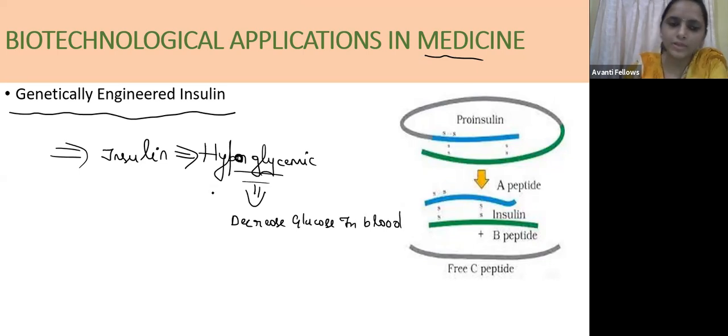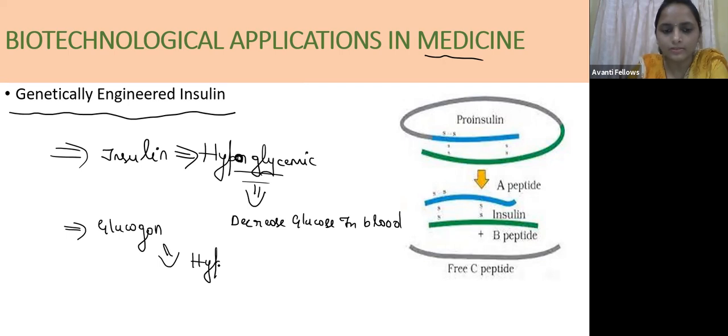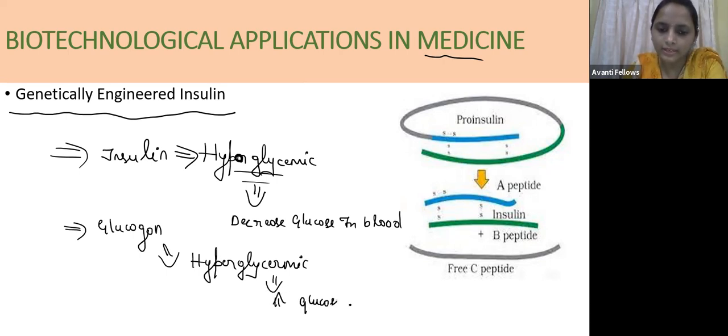Can you tell me which is the hyperglycemic hormone? That is glucagon, right? Glucagon is going to cause hyperglycemia. Hyper means it is going to increase the glucose level in the blood. Right, guys? So now we'll see about the insulin.